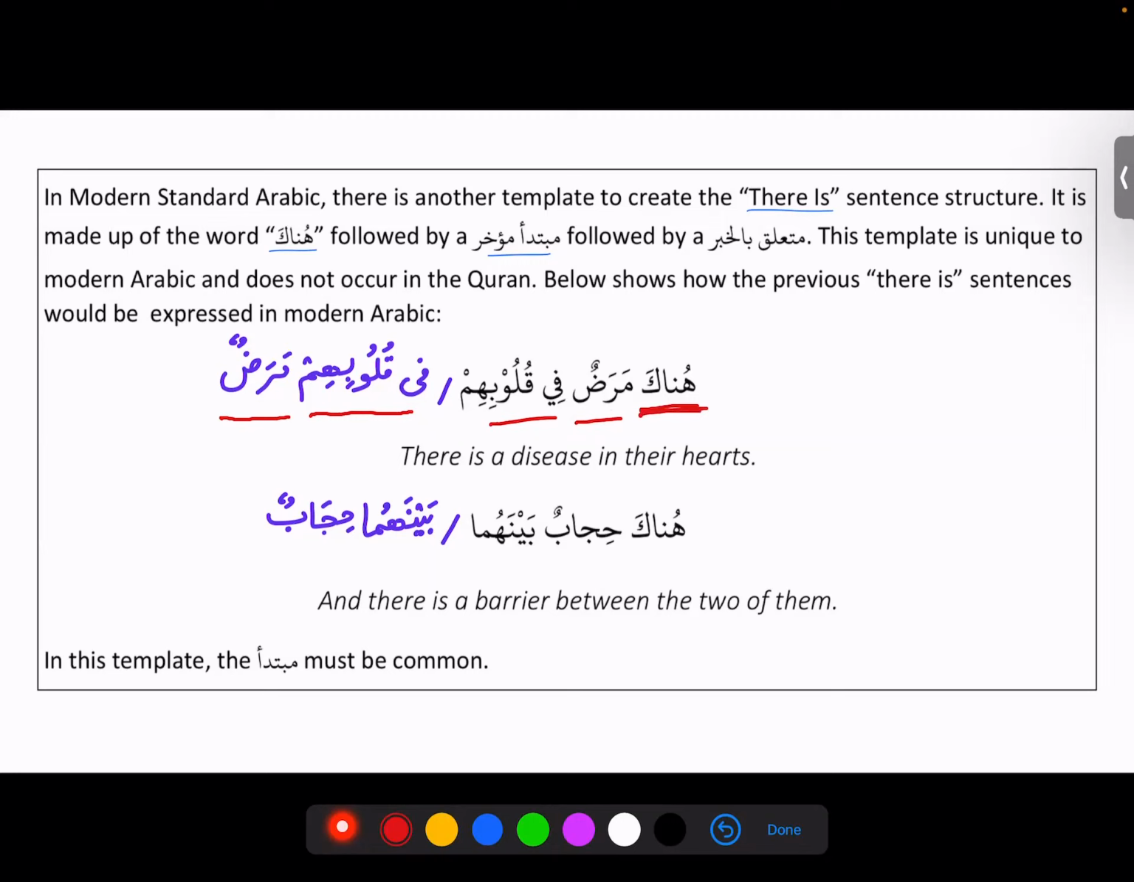So hunaka maradun fi qulubihim, there is a disease in their hearts, but in modern Arabic we can use hunaka as well. Hunaka hijabun bainahuma, there is hijab between them. And the other way is going to be bainahuma hijabun. So there is a hijab, there is a barrier between the two of them.